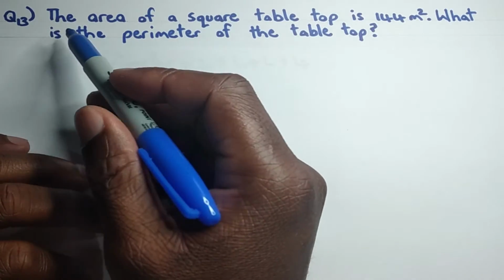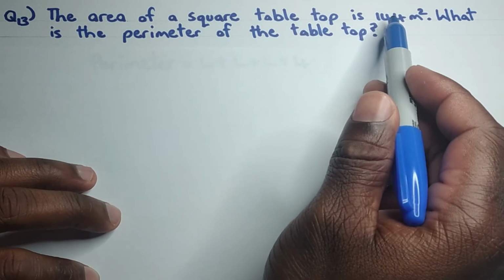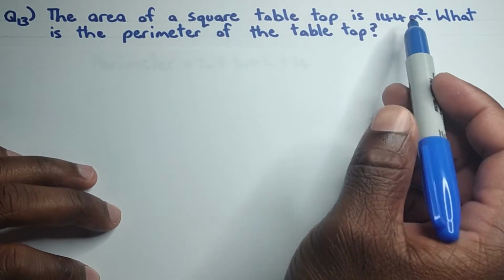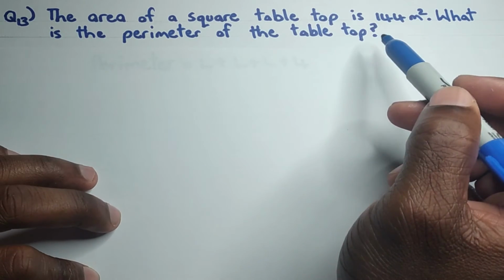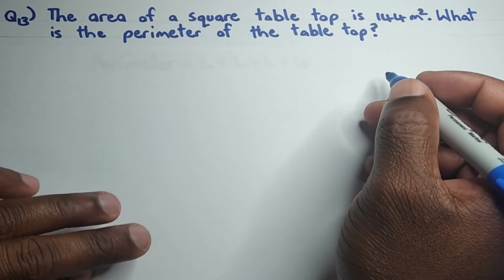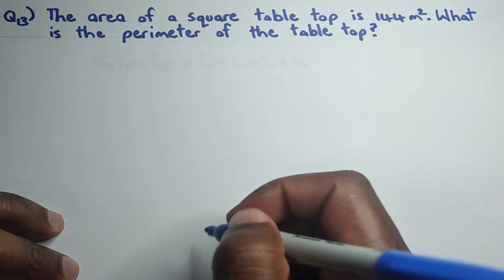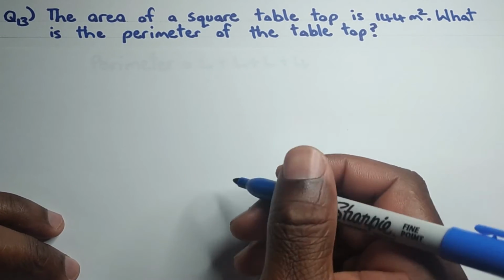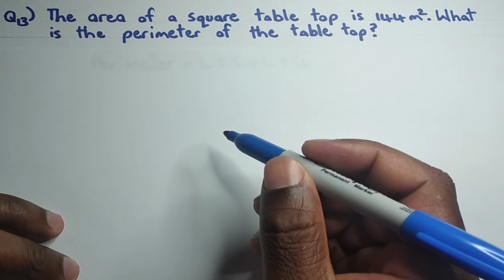Alright, let's look at question 13. The area of a square tabletop is 144 meters squared, or squared meters. What is the perimeter of the tabletop? I want to know the perimeter of the tabletop. Now what do we know about squares? All the sides must be equal. And to obtain the perimeter of a shape, we want to know the length of the outline.